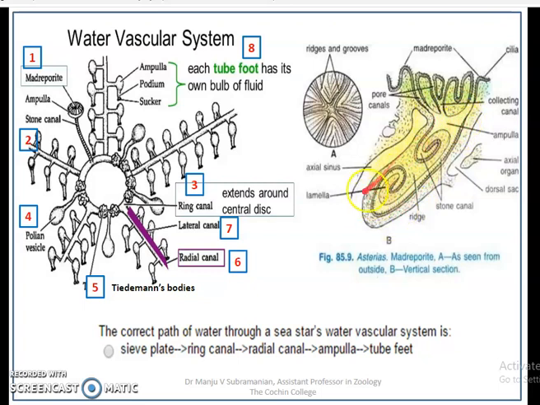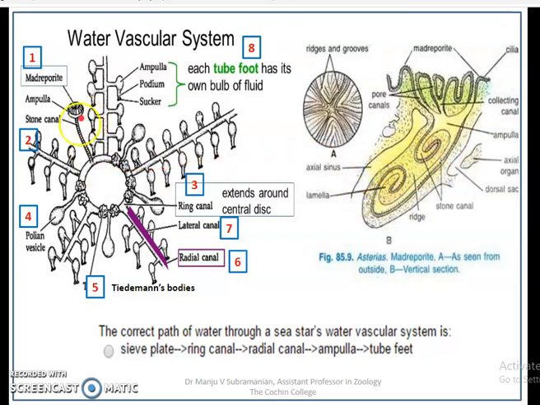This is a part of the stone canal, and this stone canal, as you can see here, is an S-shaped canal extending from the madreporite. The wall of the stone canal is strengthened by a series of calcareous rings, and hence the name. In this image you can see the lumen of the stone canal is completely or incompletely divided by long ridges. These are the ridges and lamina. The lumen is divided into ridges and lamina.